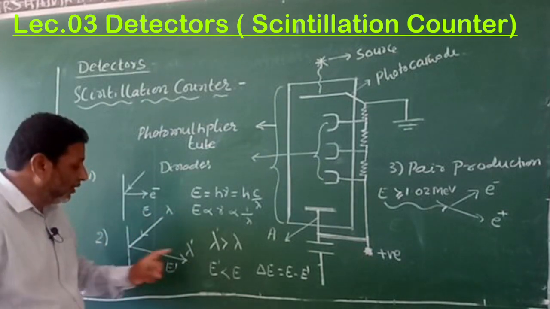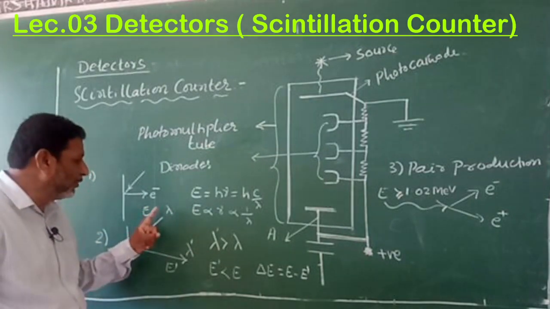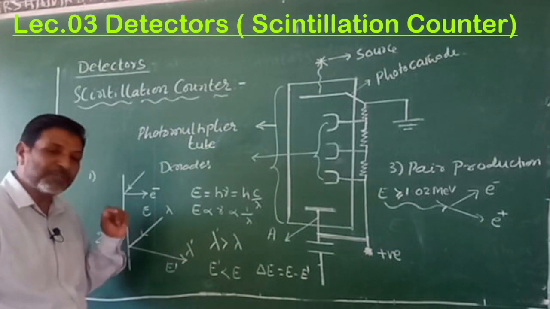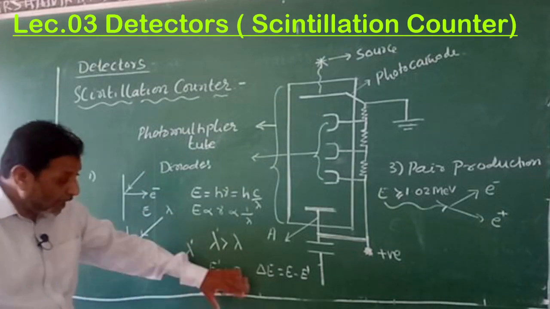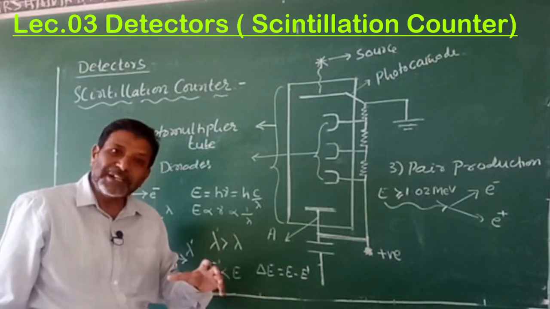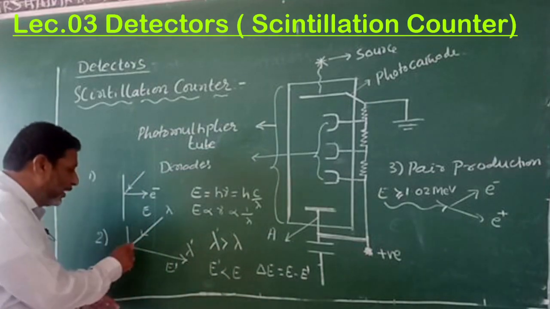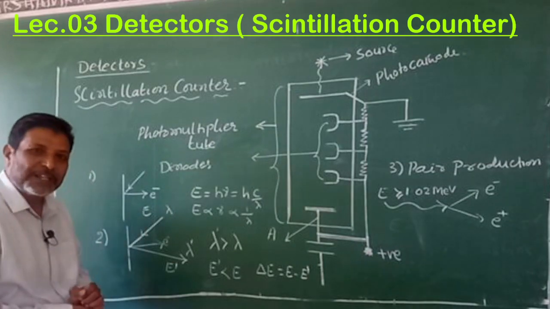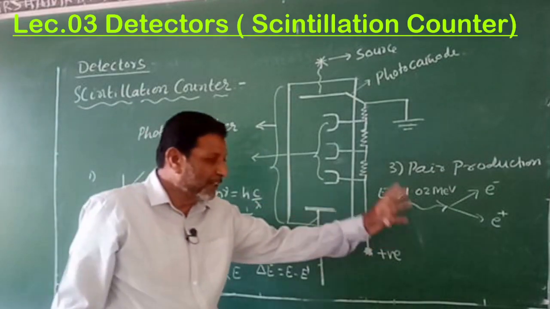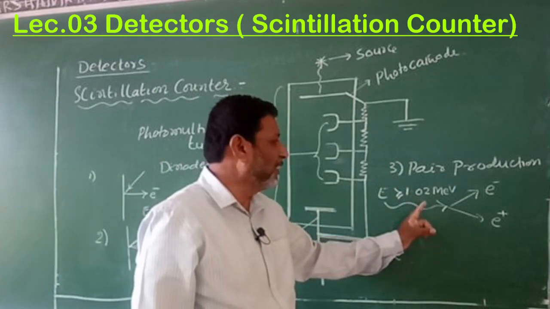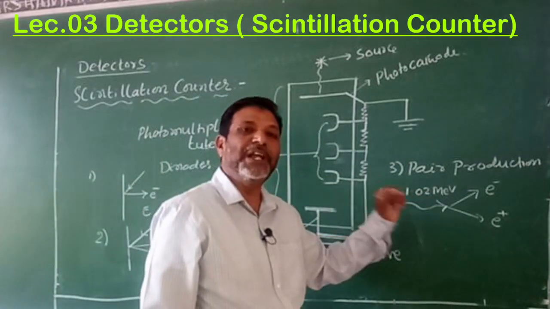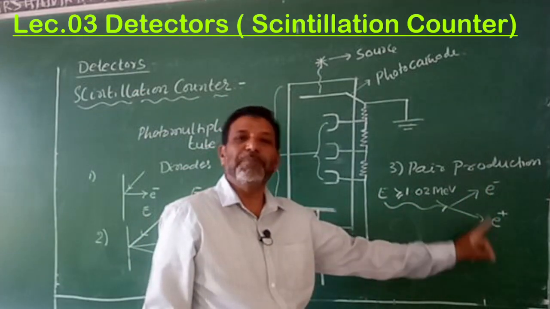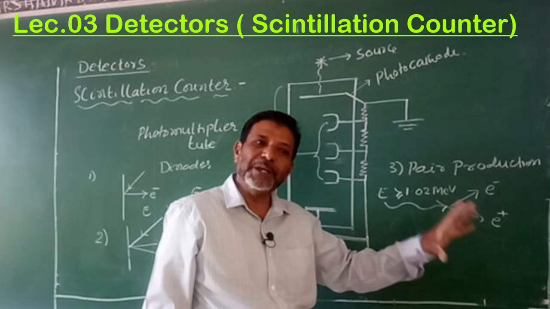If the wavelength of the scattered light is more than that of the incident light, the energy of the scattered light is less than the energy of the incident light. That difference in energy is used in releasing the electron from the metal surface. What is pair production? When a photon of energy greater than or equal to 1.02 million electron volts splits into an electron and positron pair, this is known as pair production.